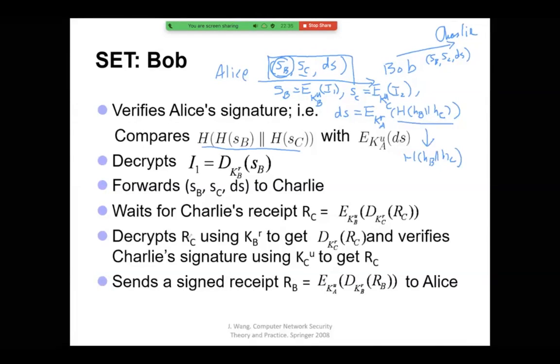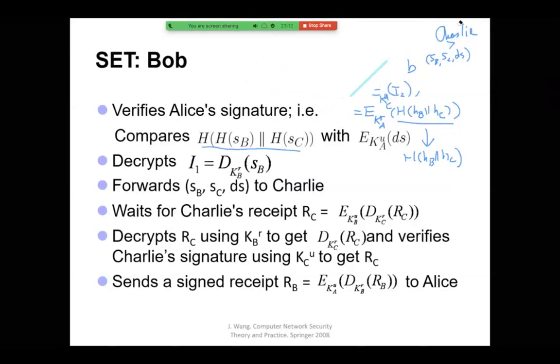After that payment approval information, Bob will decrypt RC and verify it is indeed coming from Charlie. And then he will send a receipt to Alice saying that the purchase payment is received, the order is complete, and tell Alice to wait for shipment. That's what Bob does.